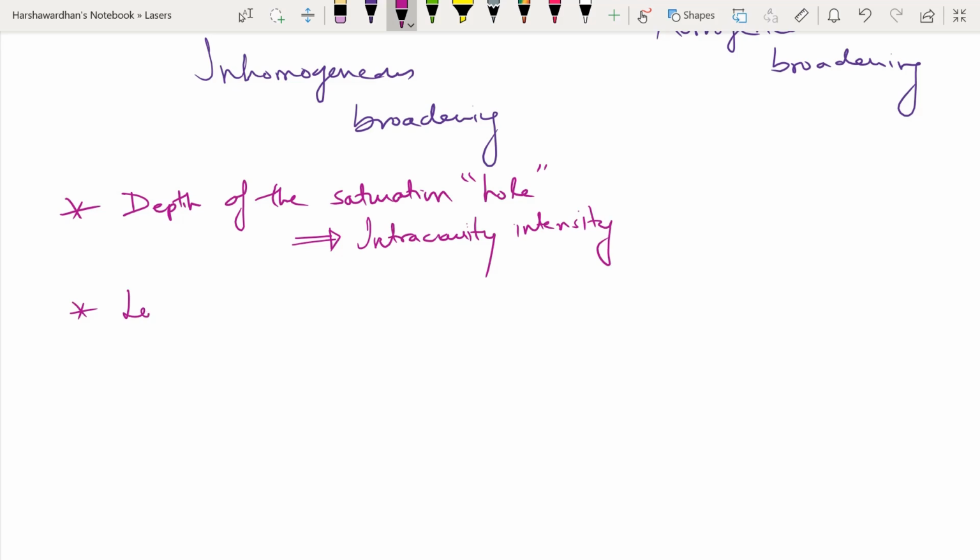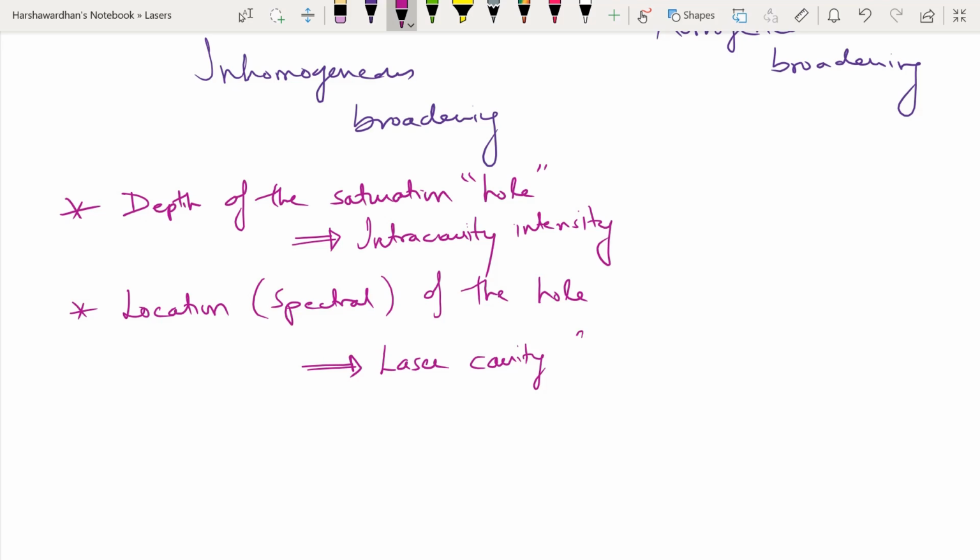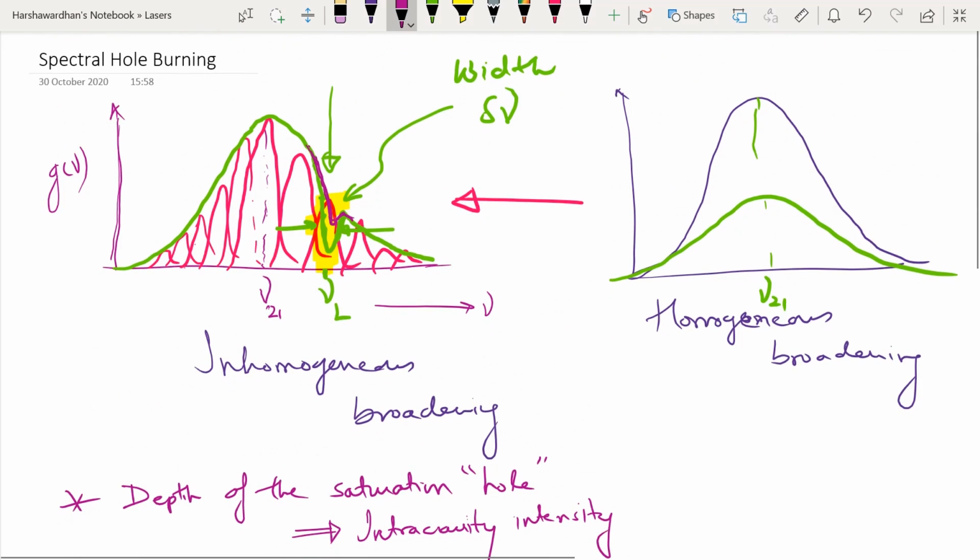The location, by location I mean the spectral location of the hole, depends on the laser cavity frequency. The laser cavity frequency nu L might be different from nu 21, which is the average collection of atoms and their central frequency.